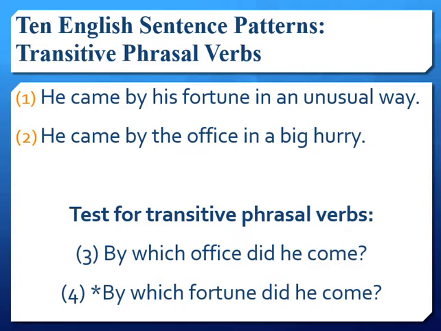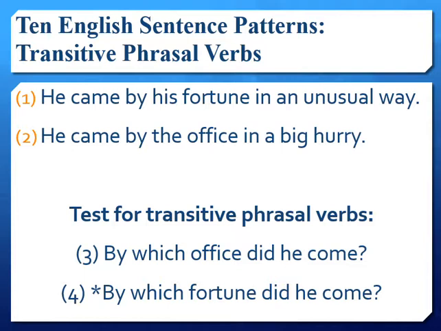A way to test whether a verb and a preposition comprise a transitive phrasal verb is to make a sentence into a question by fronting the noun phrase from the object position. Sentence 3 shows us that it does not contain a transitive phrasal verb because the preposition by conveys a place, and the noun phrase, the office, is not the object of the verb but the preposition by. Therefore, the verb came is an intransitive verb since there is no object but two prepositional phrases, by the office and in a big hurry, that answer the questions where and how did he come by the office.